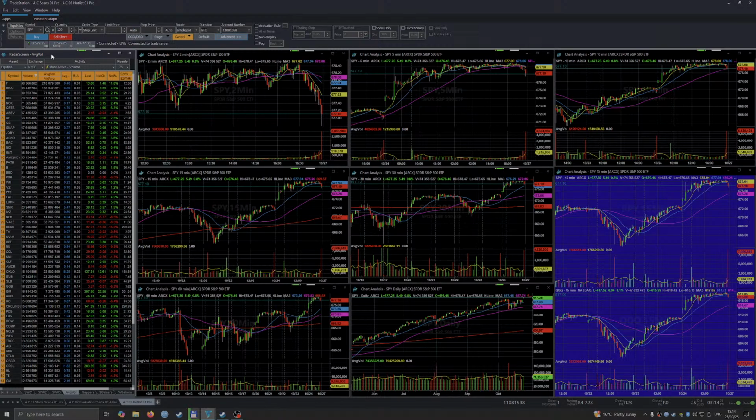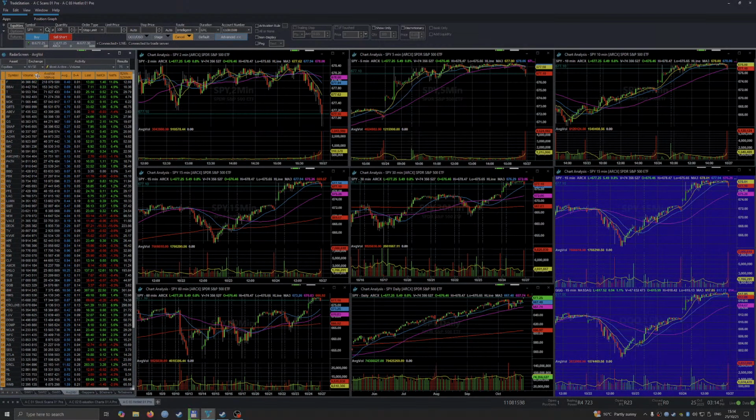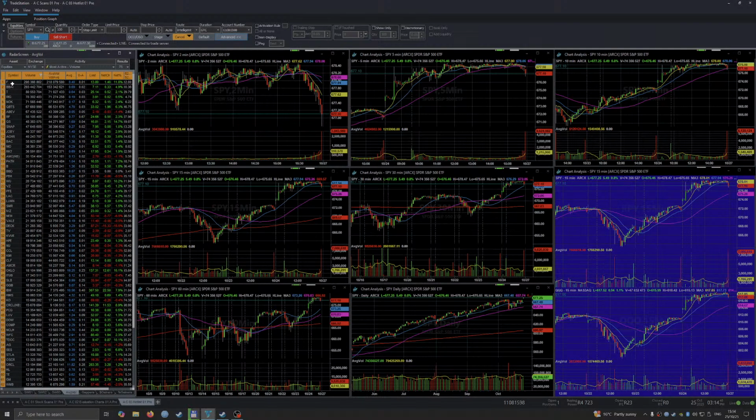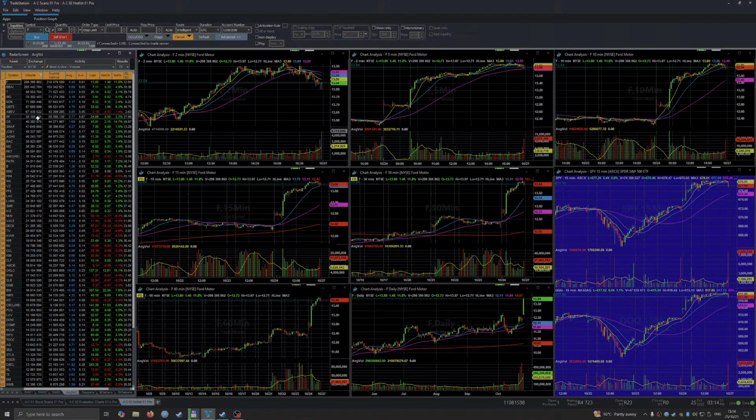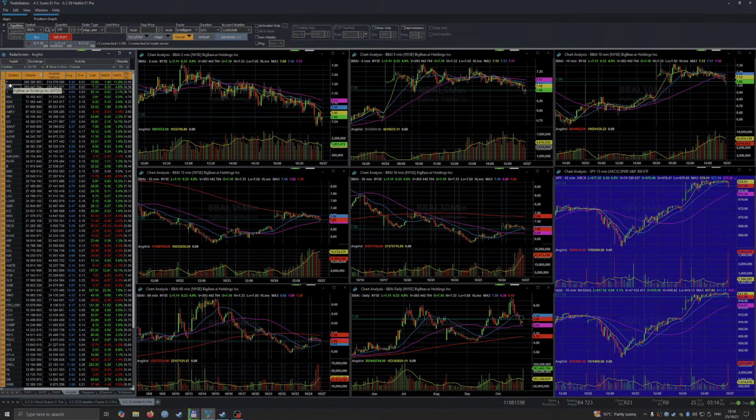This is called a radar screen, and this is sorted by average volume. So the stocks that have the most trades in a day are shown at the top, and they're supposed to go downwards. Average volume, but they sorted by daily volume. So the last trading day, Ford traded the most stocks. What's 298 million? And then next was BBAI.